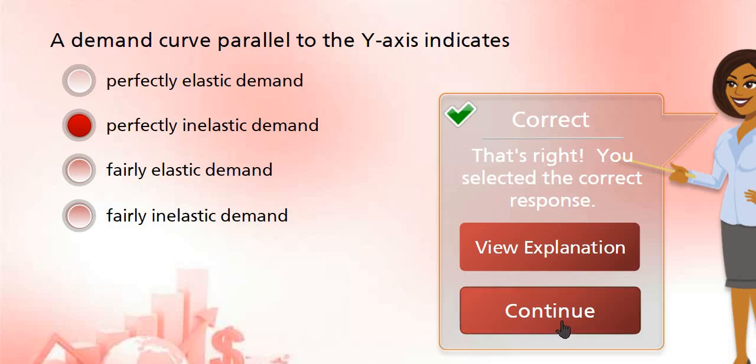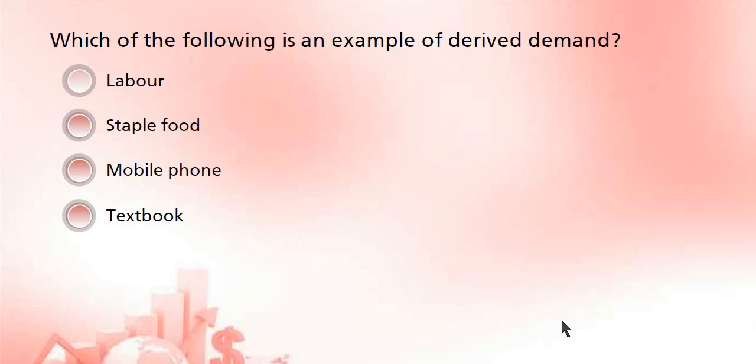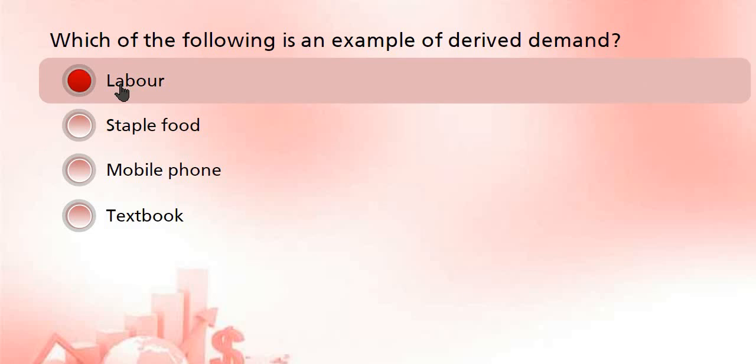Question 9. Which of the following is an example of derived demand? The question is, what is derived demand? Derived demand is a demand for goods that are used to produce other goods and not for immediate consumption. So the right answer here will be A, labor. Labor is a good example.